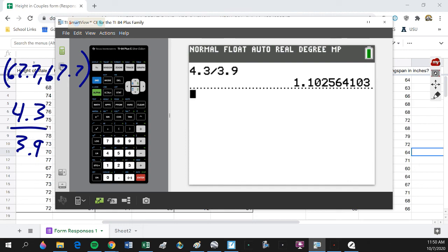Okay, was that it for this worksheet? Okay.